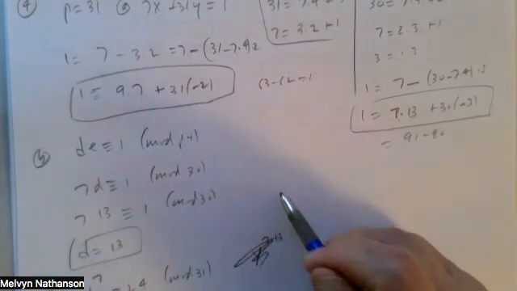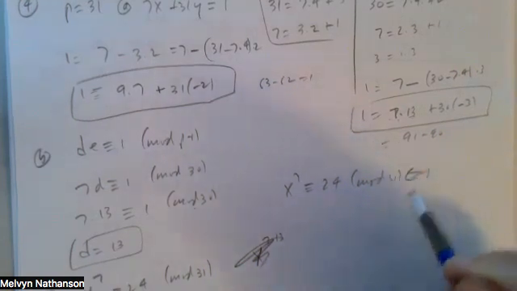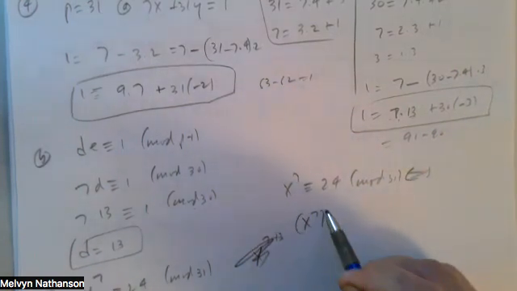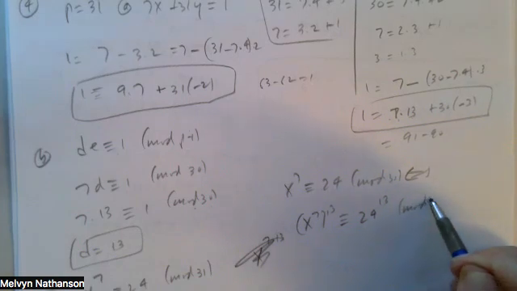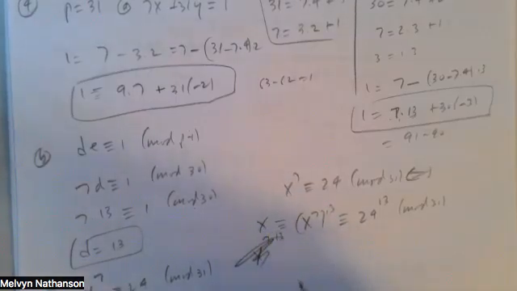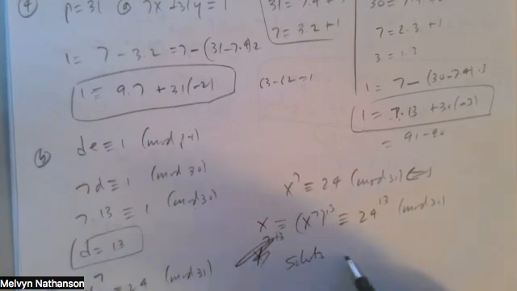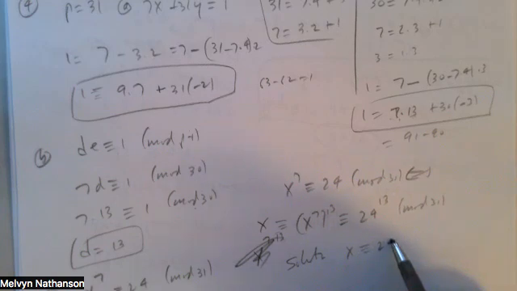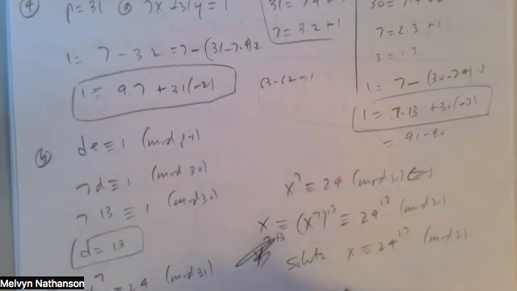So if x to the 7 is congruent to 24 mod 31, that's the case if and only if x to the 7th to the 13th is congruent to 24 to the power 13 mod 31. x to the 7 times 13 is congruent to x mod 31 because 7 times 13 is 1 mod 30. So the solution is x congruent to 24 to the 13th mod 31. So I guess we have to figure out what that is.